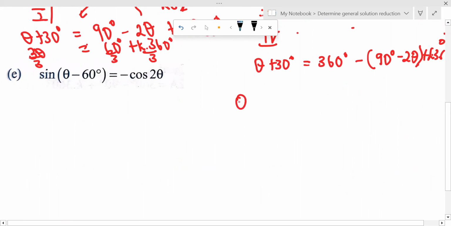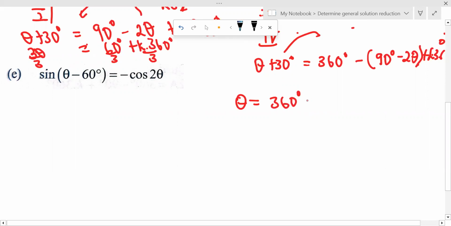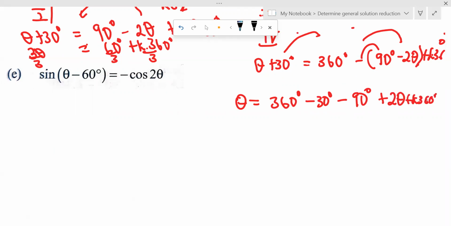So from here we can say we have theta, which is going to be equal to, we have 30. We take it to the other side. If we take the 30 to that other side, it says you have 360 degrees minus 30. Now you have negative and positive. What do you get? So you have minus 90. And then you have a negative and a negative. It gives us plus 2 theta. And then it says plus K multiplied by 360.